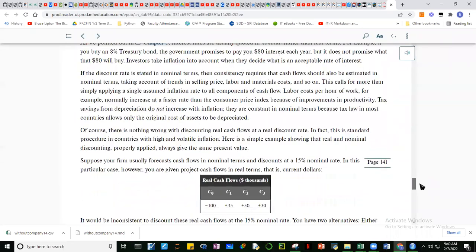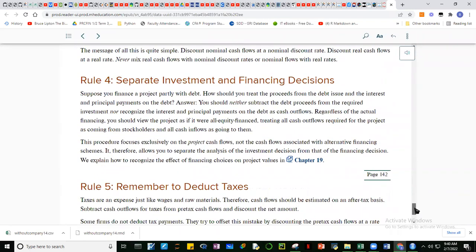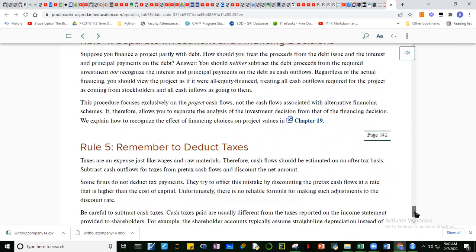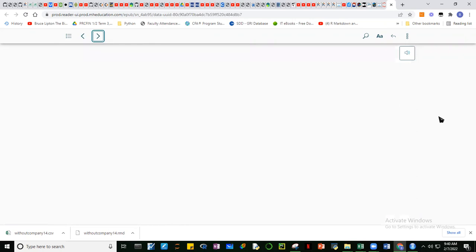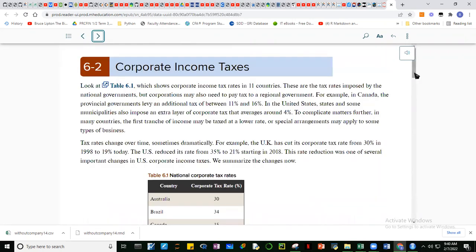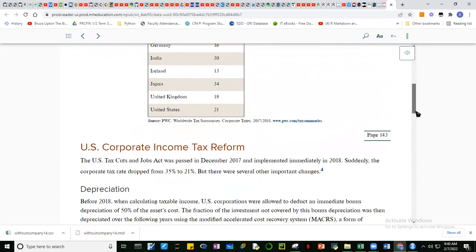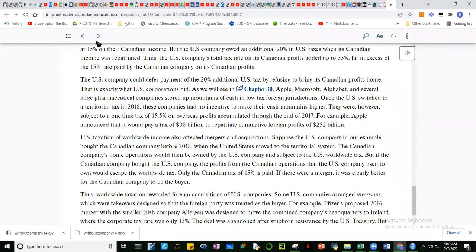Okay, then inflation, not so much. We will not be dealing with inflation so much. Then separate investment and financing decisions, and then of course you have to remove taxes. For chapter 6, not so much, guys, since this involves taxes. We're not going to discuss so much taxes as far as capital budgeting is concerned.